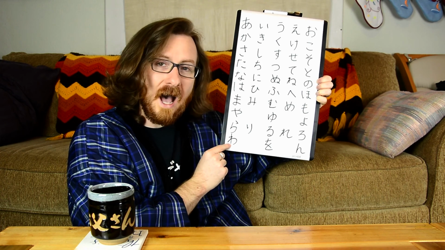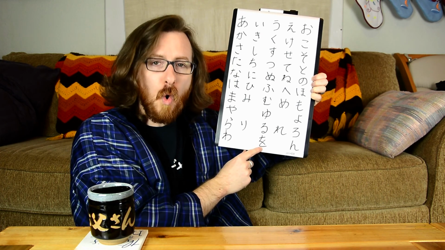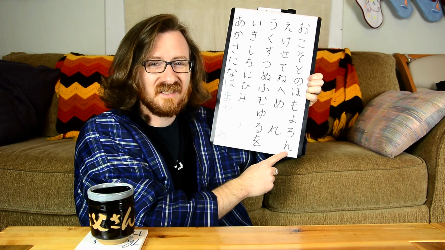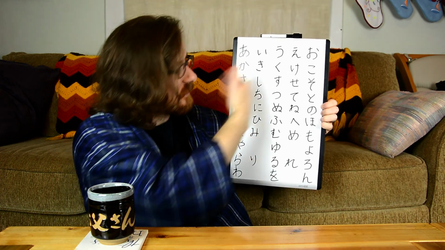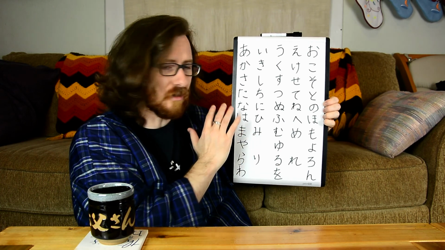And then we have wa, o, and n. This is just a straight up n sound. N. And that's basically all of hiragana. These are all the basic sounds.